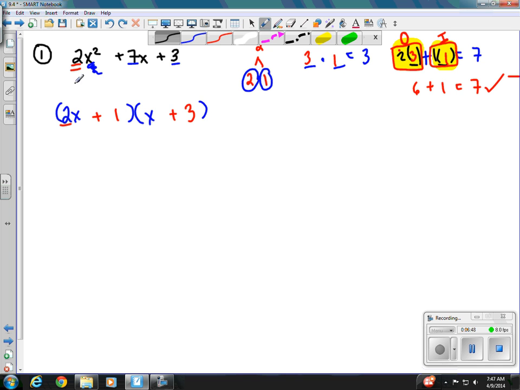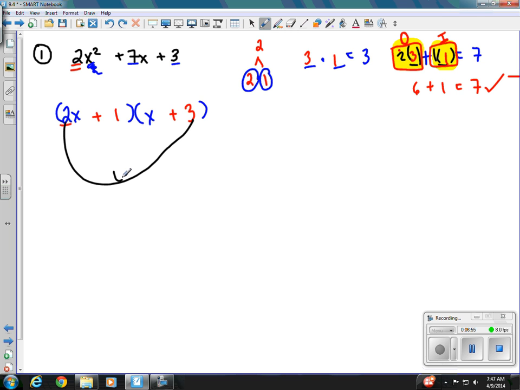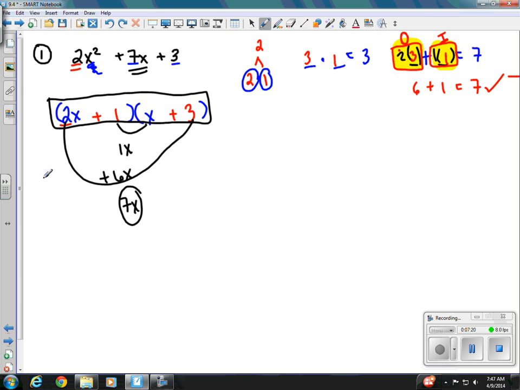Now to check these, we can check them a little bit different than we have in the past. We don't have to FOIL the whole thing to make sure it's correct. We can just multiply our outside, so 2x times 3 is 6x, and 1 times x is 1x, and say 1x plus 6x gives us 7x. And is that the same thing as our middle up here? Yeah, so our middle parts are the same. So that means our answer is correct, and we're good. So our answer is 2x plus 1 times x plus 3.